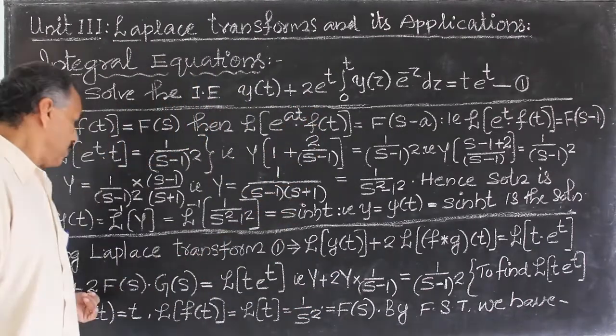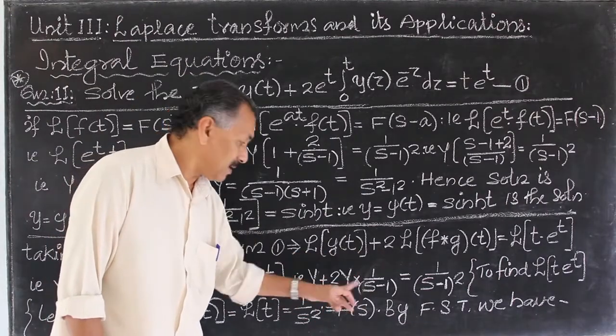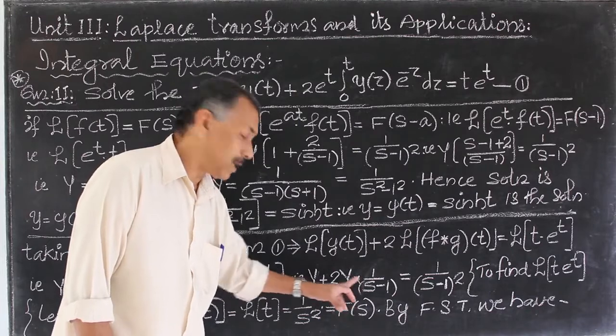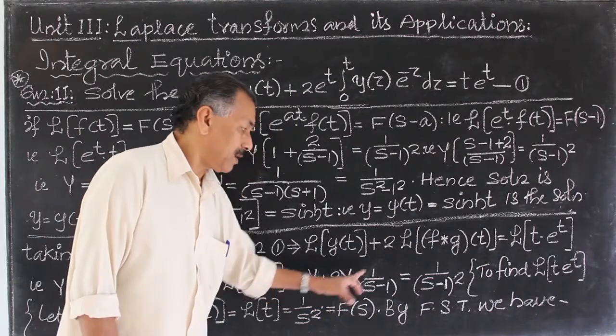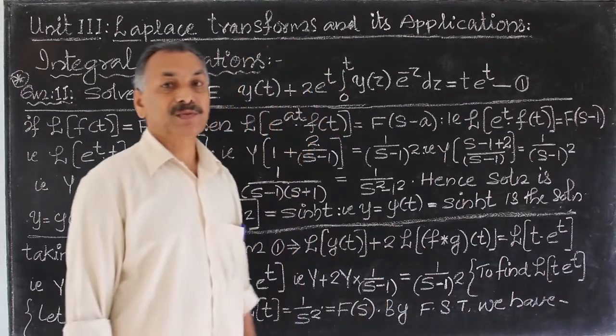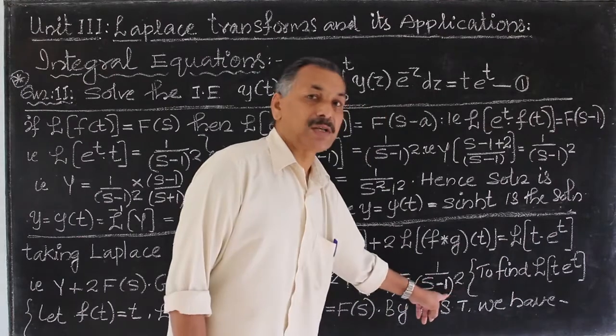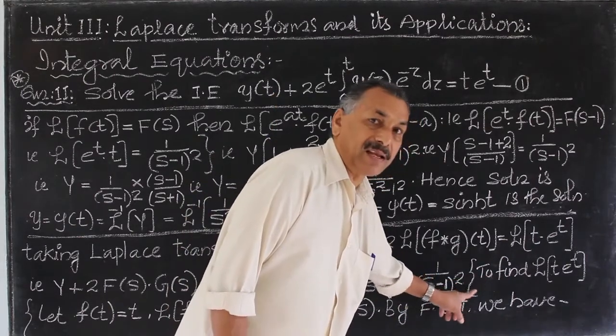പക്ഷെ ഇവിടെ നമ്മൾ എഴുതിയിരുന്നു, ഇവിടെ നമ്മൾ അത് വിട്ടുപോയി. അന്നേരം നേരത്തെ നിങ്ങൾ സേവ് ചെയ്തതിനകത്ത് ഇതൊന്ന് ശരിയാക്കി, Y plus 2 into Y into 1 divided by s minus 1 is equal to 1 divided by s minus 1 square. ഇതെങ്ങനെയാണ് Laplace transform of t e raised to t, 1 divided by s minus 1 square കിട്ടിയത്? അതാണ് റീസൺ, ഈ ബ്രാക്കറ്റിൽ ഇരിക്കുന്നത്.